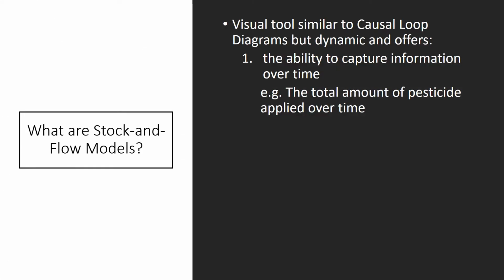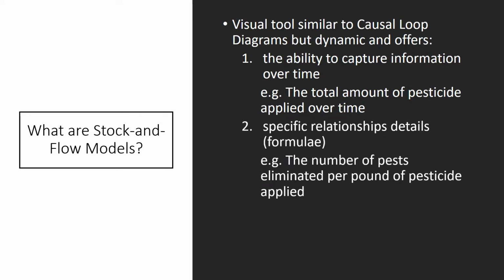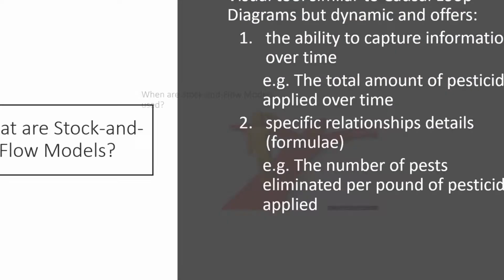Let's take a look at stock and flow modeling tools now. What are stock and flow models? They're visual tools similar to causal loop diagrams, but they are dynamic and they offer the ability to capture information over time. So for example, the total amount of pesticide applied over time. They also provide specific relationship details in the form of formula. For example, the number of pests eliminated per pound of pesticide applied.